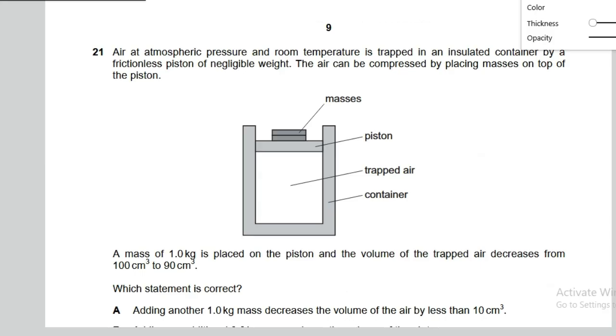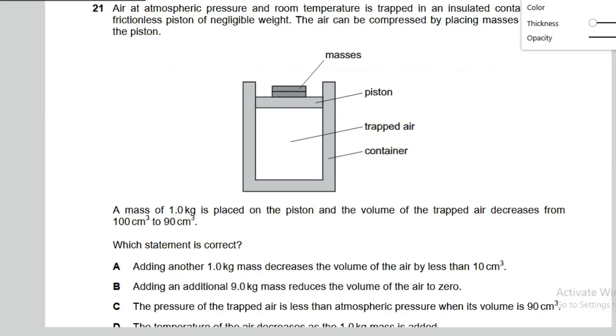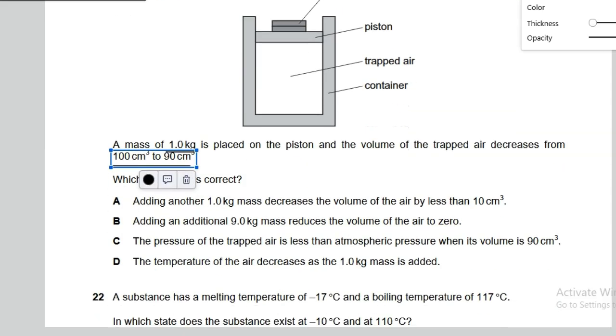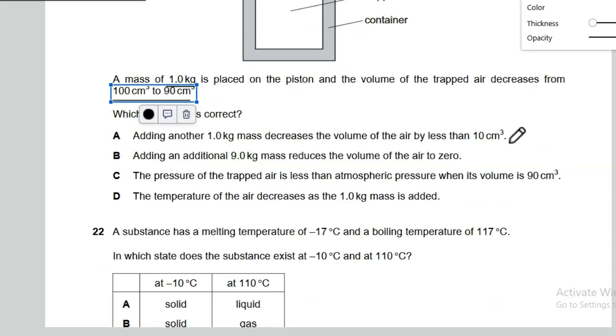Question 21. Air at atmospheric pressure and room temperature is trapped in an insulated container by a frictionless piston of negligible weight. The air can be compressed by placing masses on top of the piston. A mass of 1 kg is placed on the piston and the volume of the trapped air decreases from 100 cm3 to 90 cm3. So 1 kg mass decreased the volume by 10 cm3.